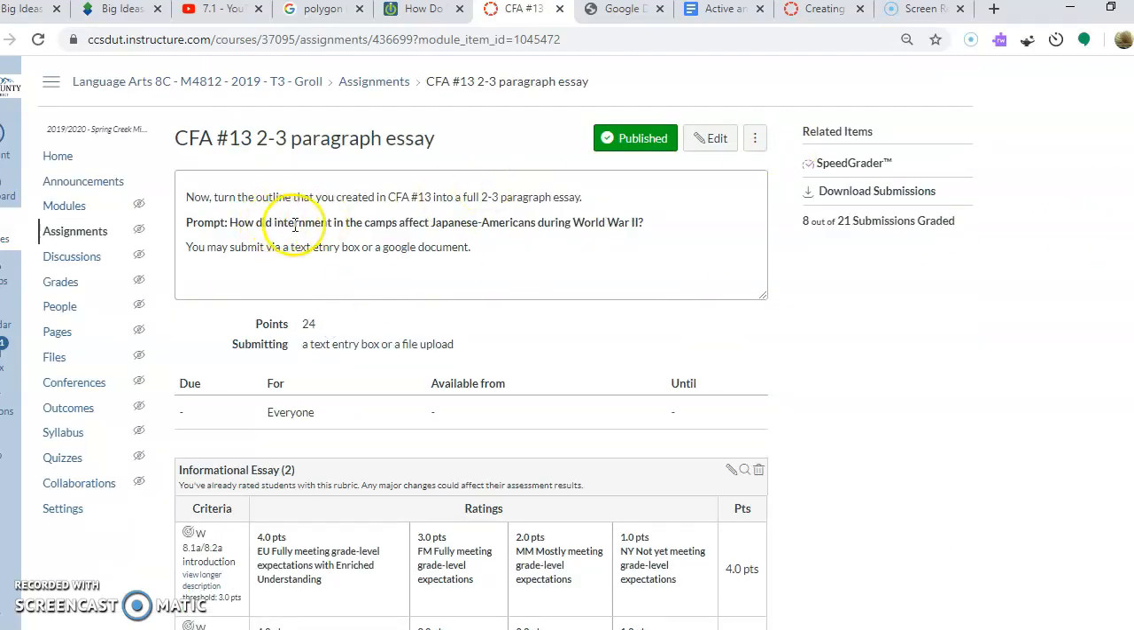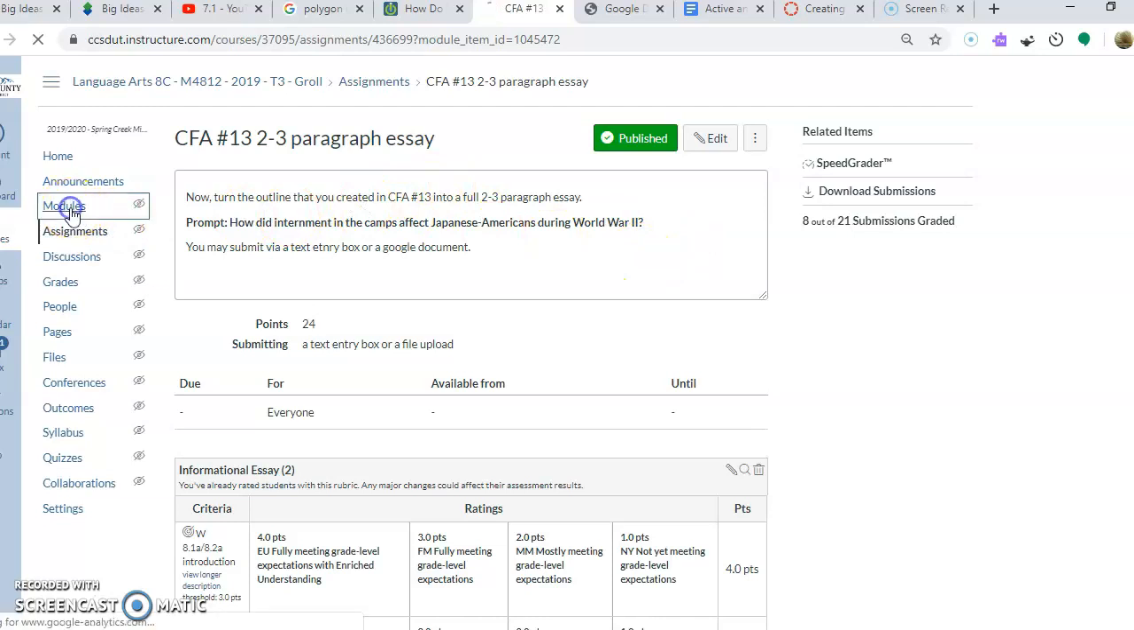So the question is, how did internment in the camps affect Japanese Americans during World War II? As you create this 2 to 3 paragraph essay, I want you to remember that the thesis sentence in your outline is not a paragraph. You want to make that a full introduction. So you want to give some background information about how the Japanese came to be in internment camps, and then give your thesis statement about how that affected them. Then make sure that you have elaborated on the quotes in your body paragraphs. So you are fleshing out your outline into full paragraphs.